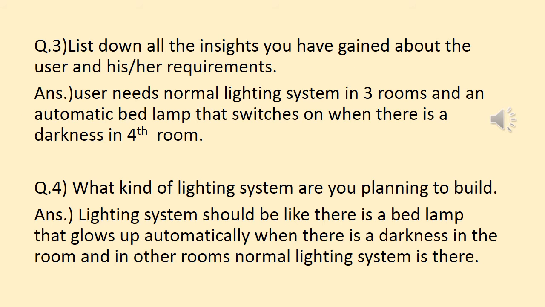Question 3. List down all the insights you have gained about the user and his or her requirements. Answer. User needs normal lighting system in 3 rooms and an automatic bed lamp that switches on when there is darkness in the 4th room. Question 4. What kind of lighting system are you planning to build? Answer is, lighting system should be like there is a bed lamp that turns on automatically when there is darkness in the room, and in other rooms normal lighting system is there.